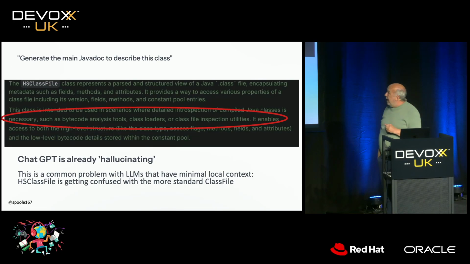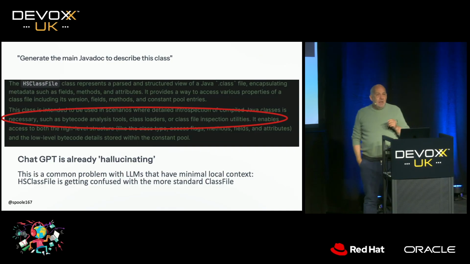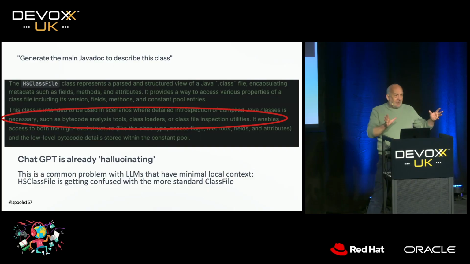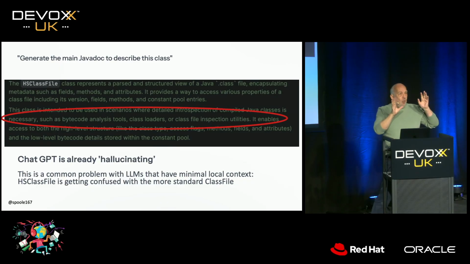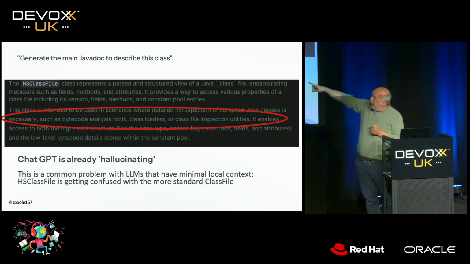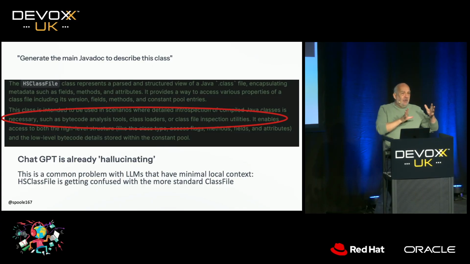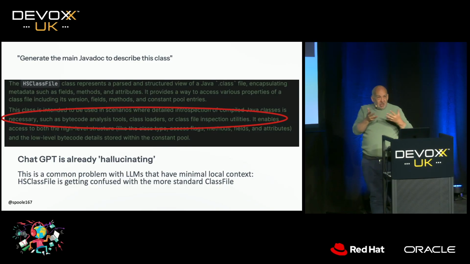Okay. But actually, it went more. It decided that my code, which just reads class files, was able to do more. This is intended to be used for bytecode analysis, class loaders, right? It's decided that my class file had more capabilities than it did because of the way that these things work. And it was my fault, not the tool's fault, okay? It thought that my HS class file was actually the Java class file that you can get out there. And it started to get confused.